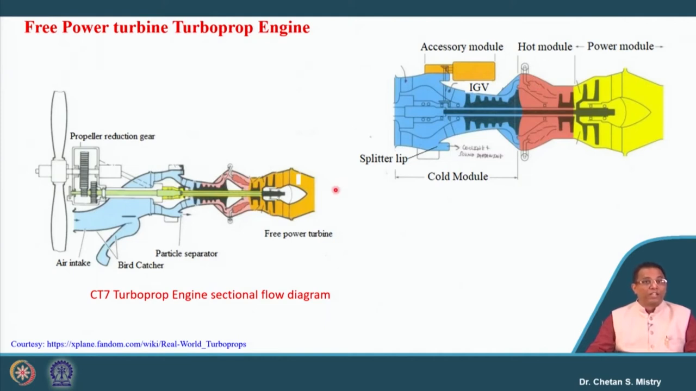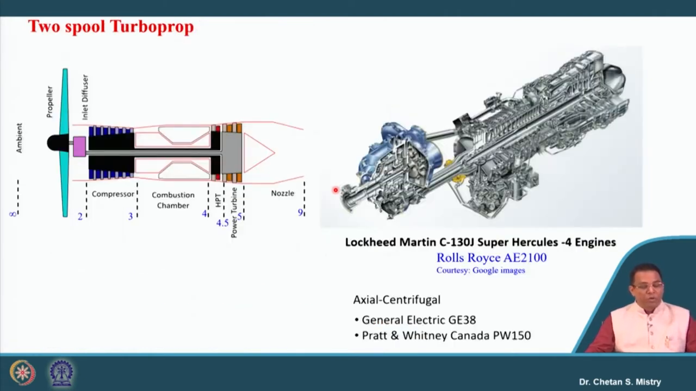So now we are moving towards the next kind of configuration, where we have two spools. Let's look at what we mean by two spool configuration. Here, if we look, we have our compressor that is connected with the turbine. Secondly, we have a secondary turbine, or we can say a power turbine. This power turbine is only connected with the propeller. So this is the kind of configuration we call a two spool turboprop engine.